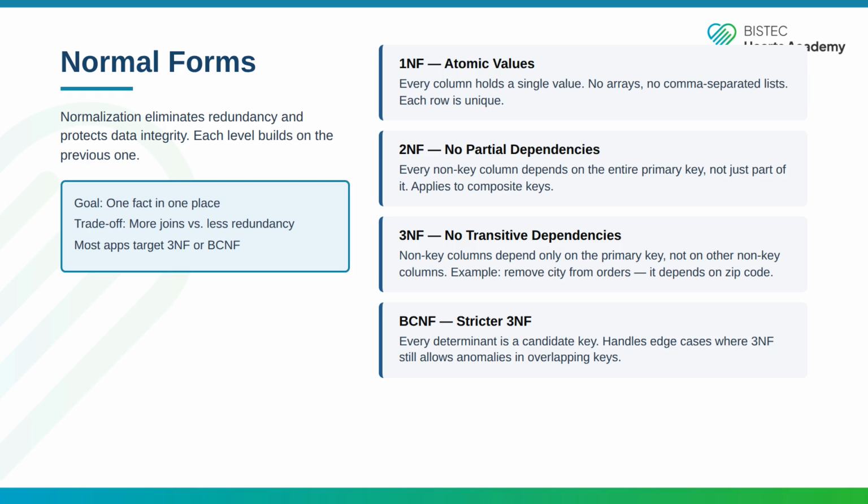Think about this. Most production applications target 3NF, but normalization has a cost: more joins. Sometimes you denormalize on purpose for read performance. That trade-off is one of the most important design decisions you make.